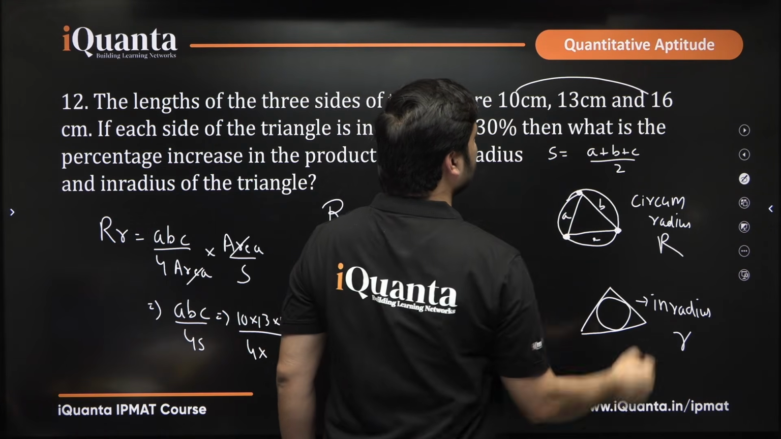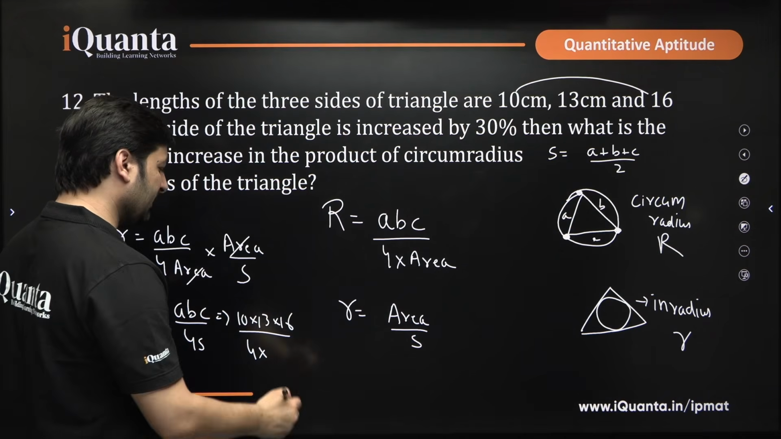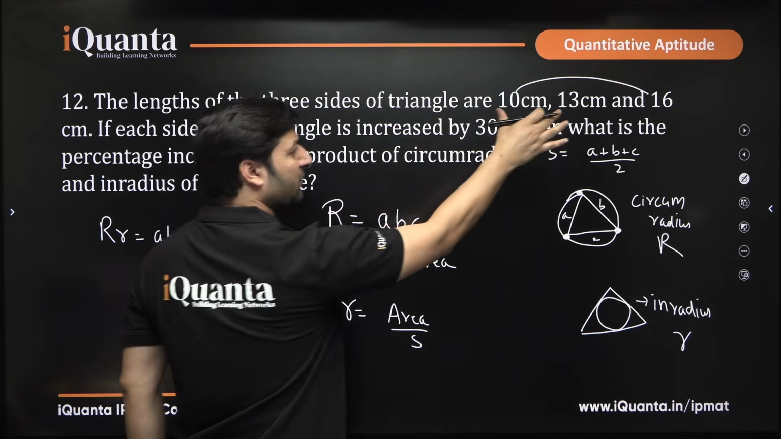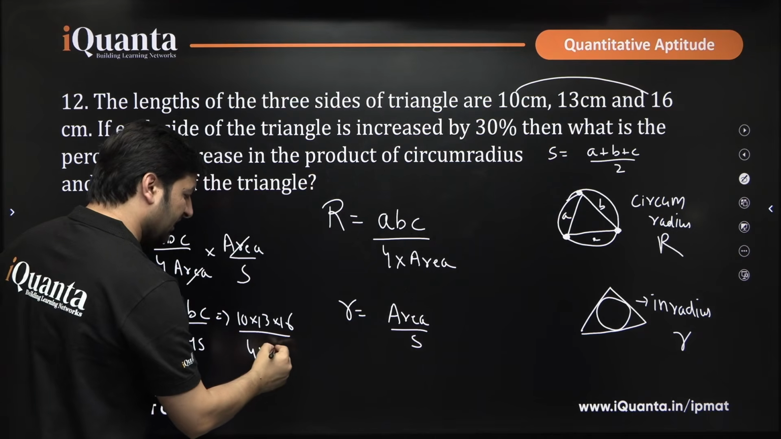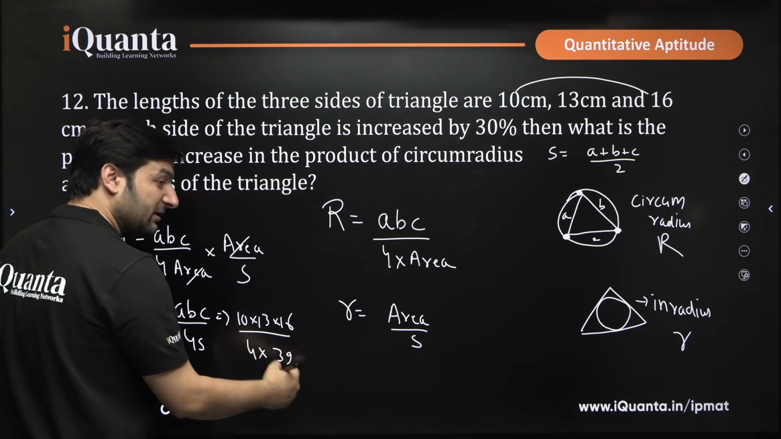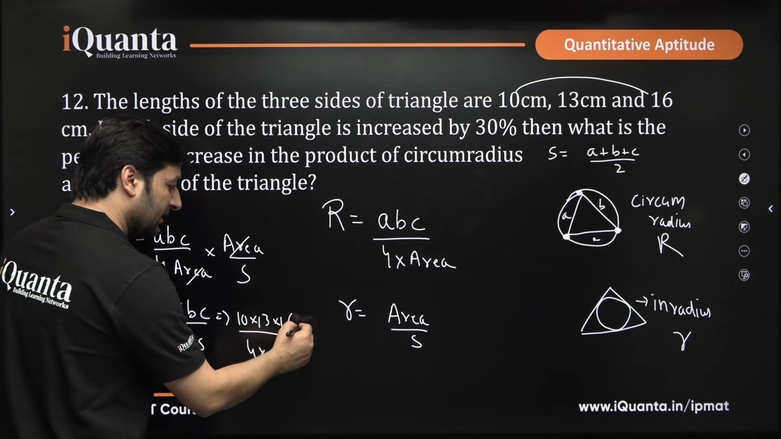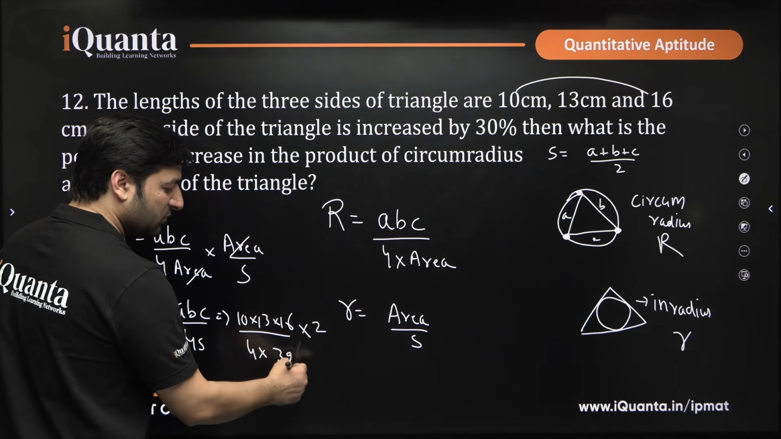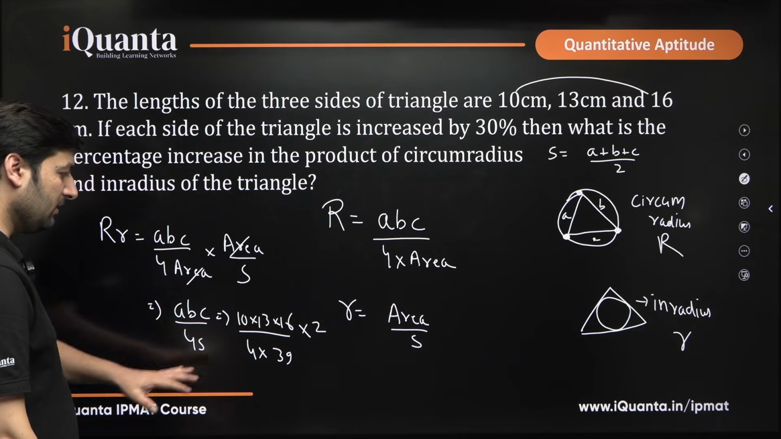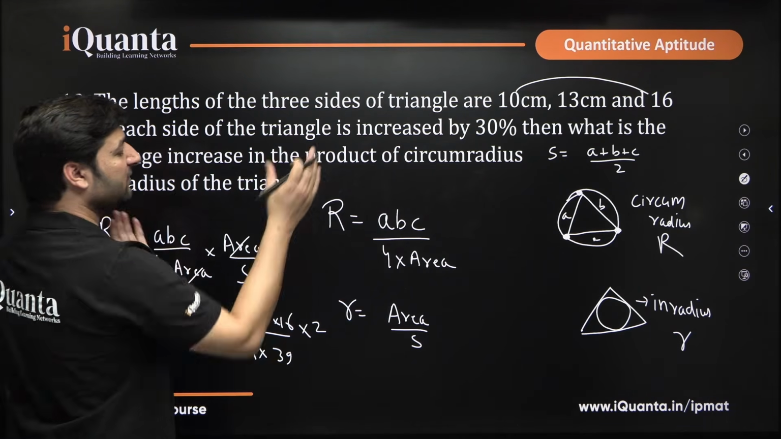10 plus 16 is 26, 26 plus 13 is 39. So 39 is the sum of all three sides, divided by 2. When you divide 39 by 2, there will be a denominator in the denominator. I just told you that if you have a denominator of the denominator, that gets multiplied above. So the 2 will be multiplied above. This is what you get for the value of the product of R and r when you have the given sides.